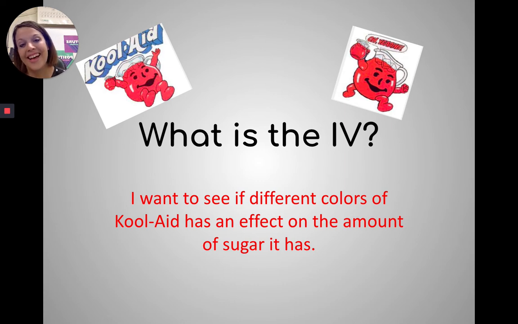Sorry. In this one, it says, I want to see if different amounts of Kool-Aid have an effect on the amount of sugar it has. Okay, so different colors of Kool-Aid, if it has an effect on the amount of sugar. So what is my independent variable? What am I changing? What do I want to see if it actually has an effect?